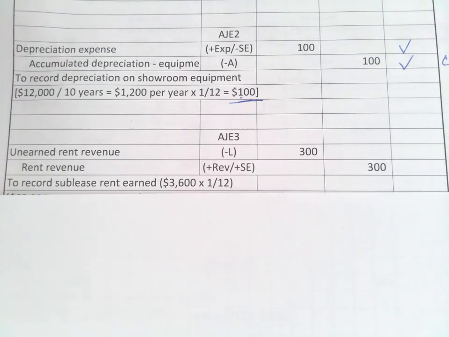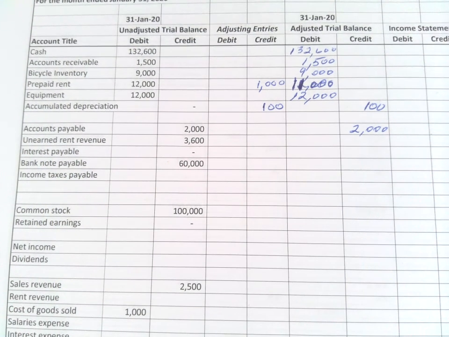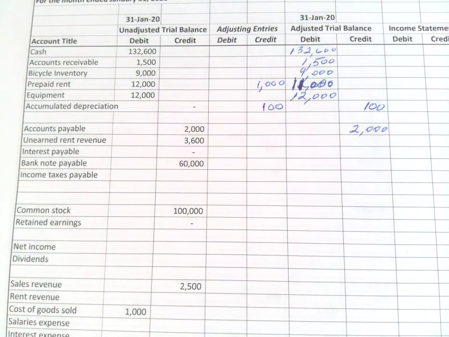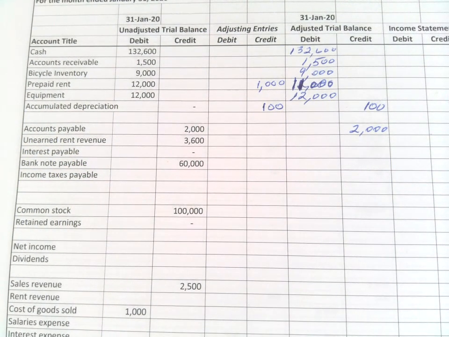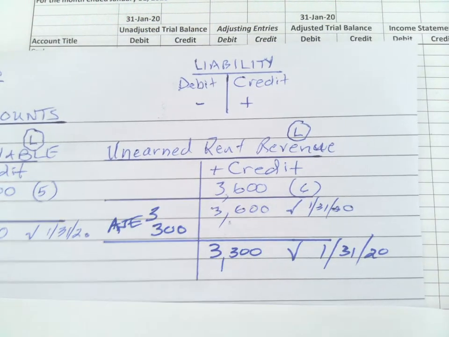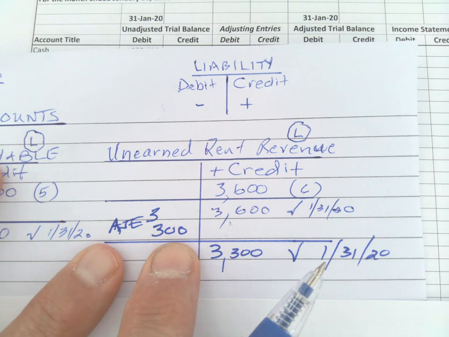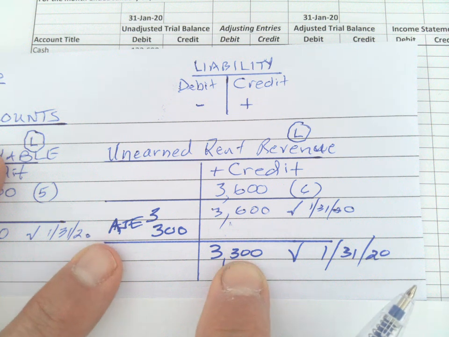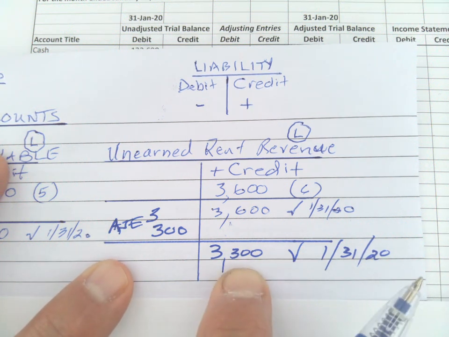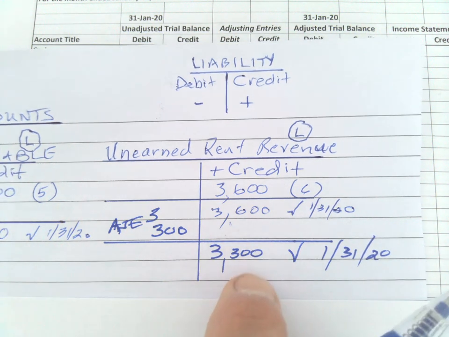Okay, let's post that to both places. Here's the posting of the unearned rent revenue debit for $300, which brings that balance down to $3,300, which reflects exactly what I want it to reflect. That's 11 more months at $300 per month. So we agree on that.